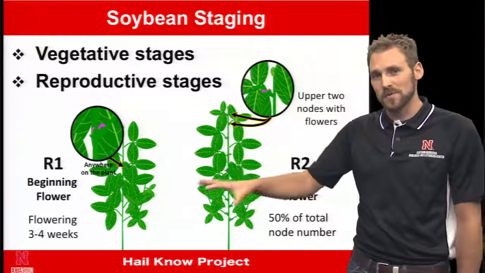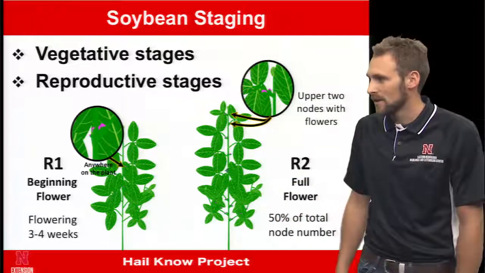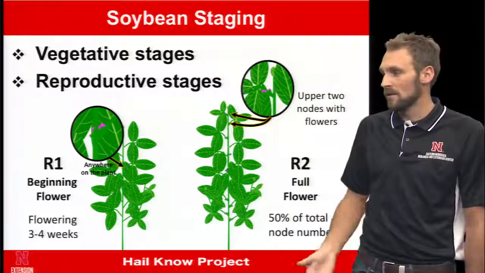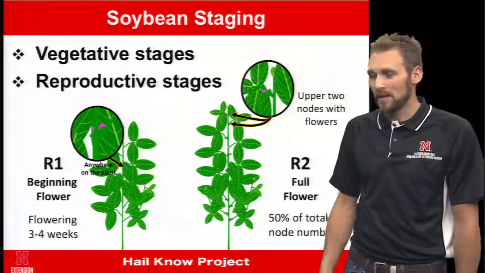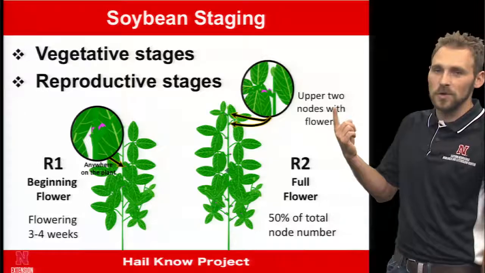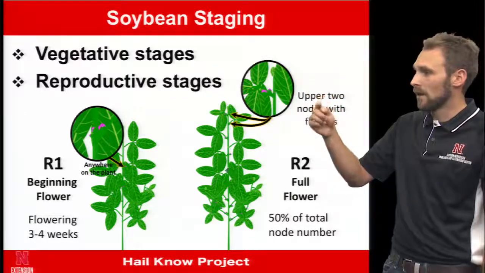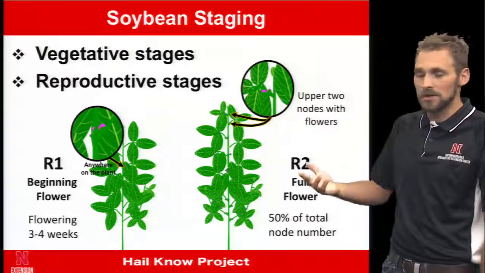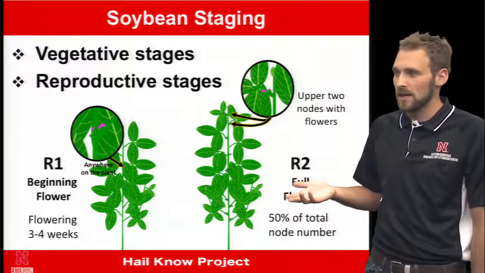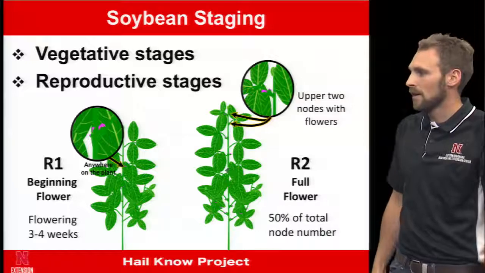There's 4 large groups of staging for soybeans. Each one is split into the early part of that stage and the later half of that stage. So beginning flower, R1 stage soybeans, flower anywhere on the plant, and the plants can flower for 3 to 4 weeks. To get to full flower, we need it in the upper 2 nodes. So if you count down from those 2 nodes, open trifoliate, if you've got a flower in either one of those, you can consider yourself in full flower. And the staging for reproductive stages between FCIC and the university is the same. So we don't need to worry about any differences here.